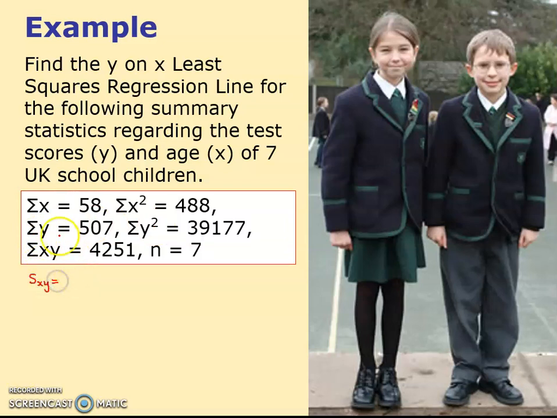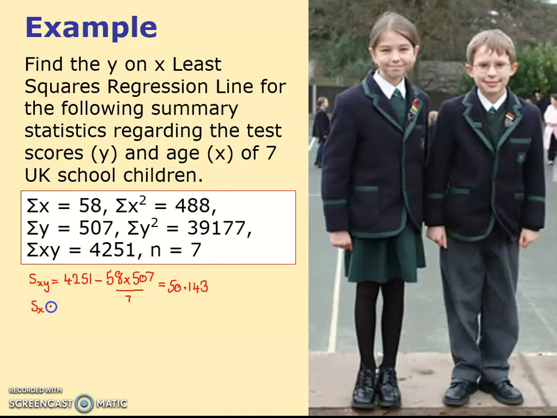Sxy is equal to sigma xy, 4251, minus, and I have to do sigma x times sigma y, 58 times 507, divided by 7. And if I just type it into my calculator, okay, I got 50.143. I'll give it to 3 decimal places.